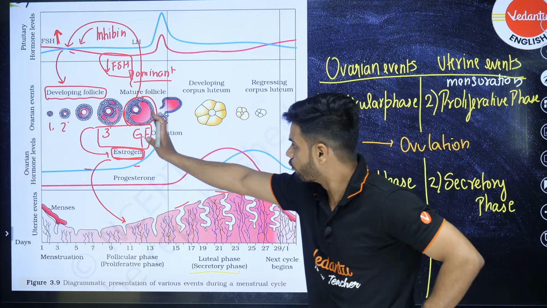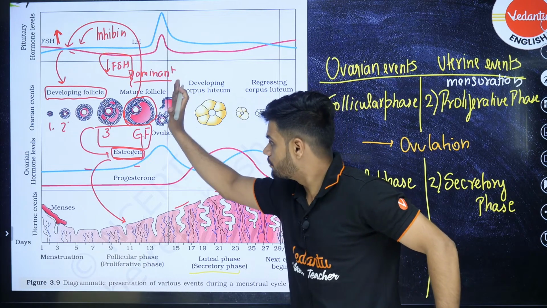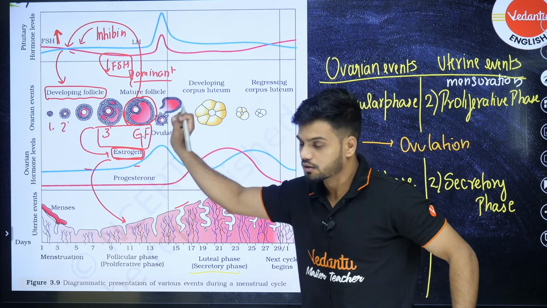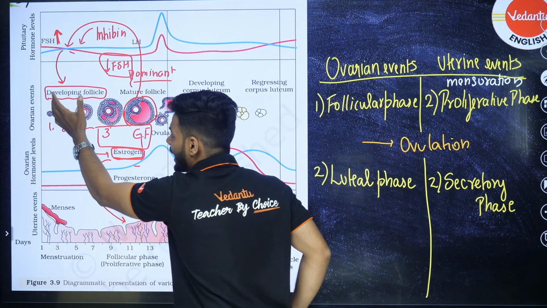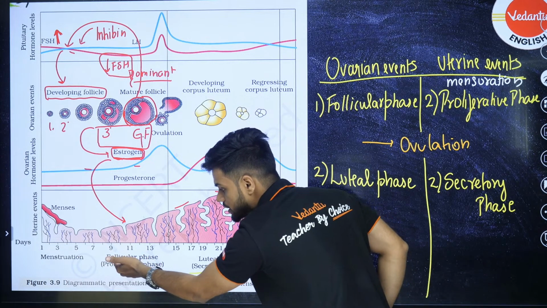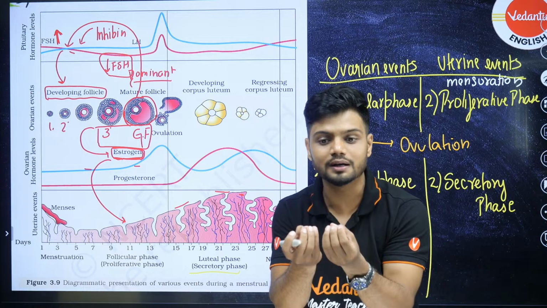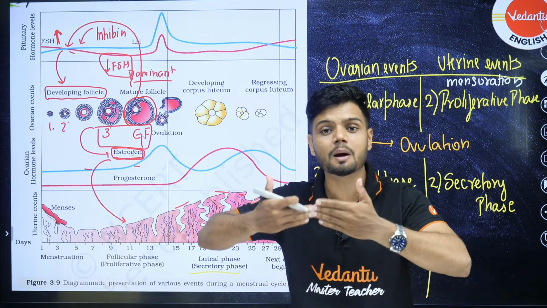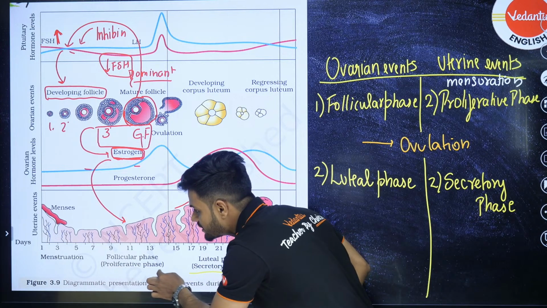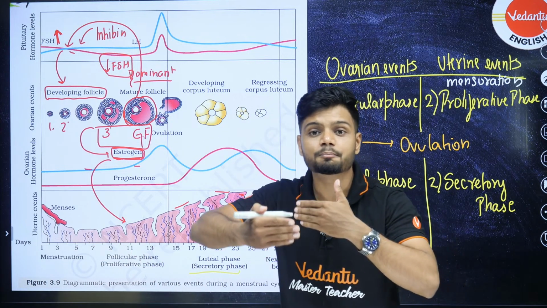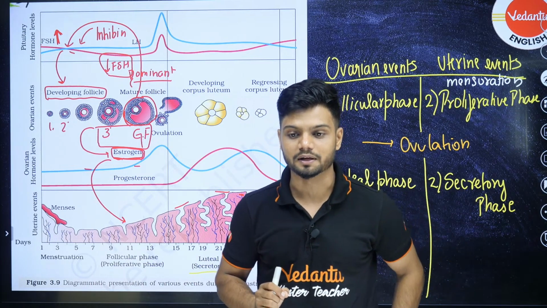Till here, it's over. Tell me if you understood till here. The first part of your menstrual cycle is done. There is an event happening in the ovary, the ovarian event, and it is called the follicular phase, that is development of follicles. At the same time, it's called the proliferatory phase in the uterus. Why? Because there is proliferation of the endometrium layer.